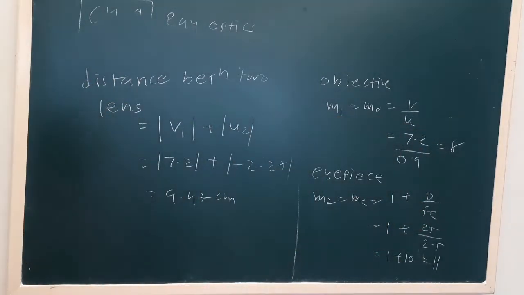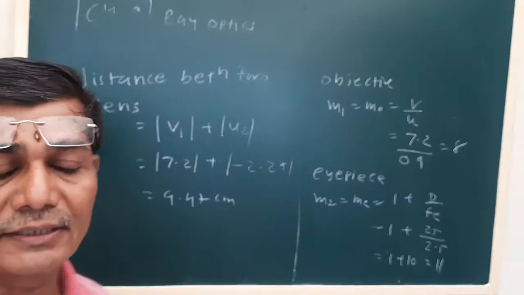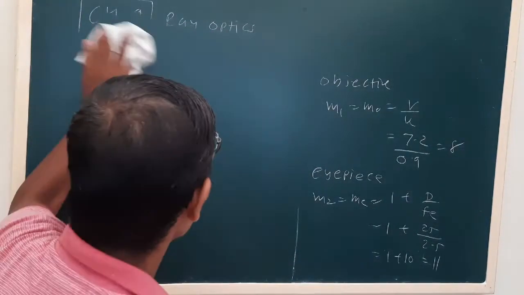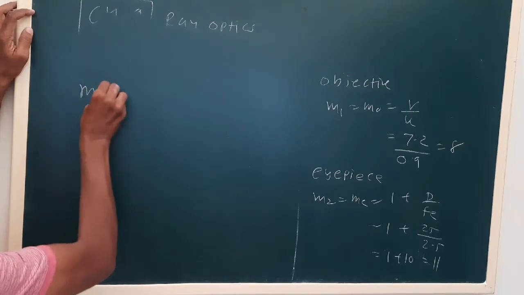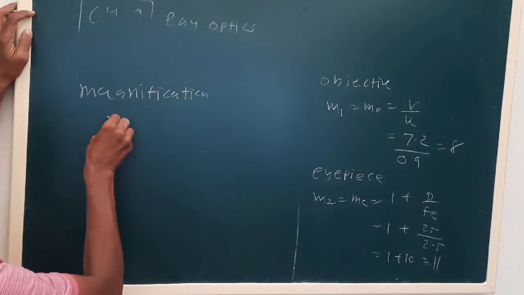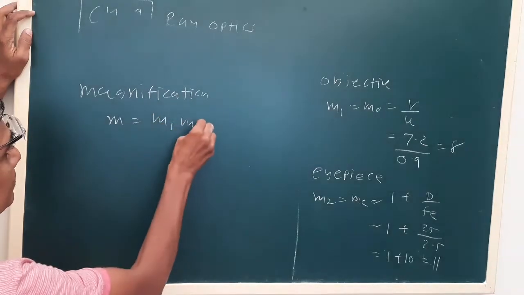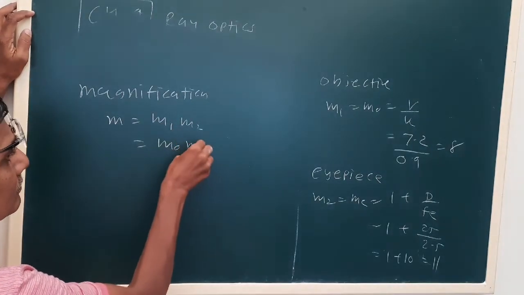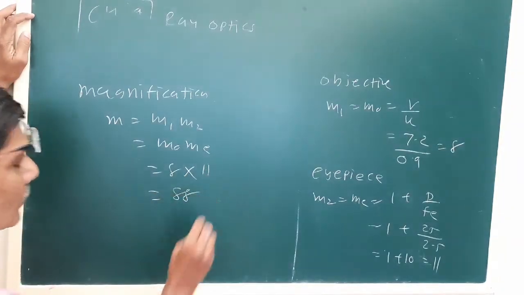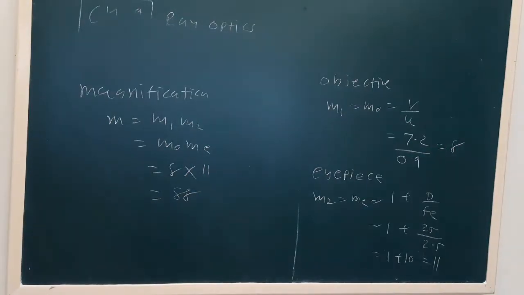Now we have obtained magnification for the objective as well as eyepiece. So the magnification M will be equal to M1 into M2. So this is how we can obtain value of the magnification for a given object. So this is about exercise number 9.12.